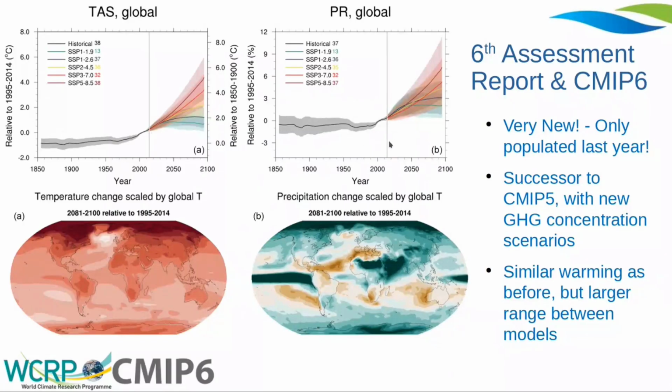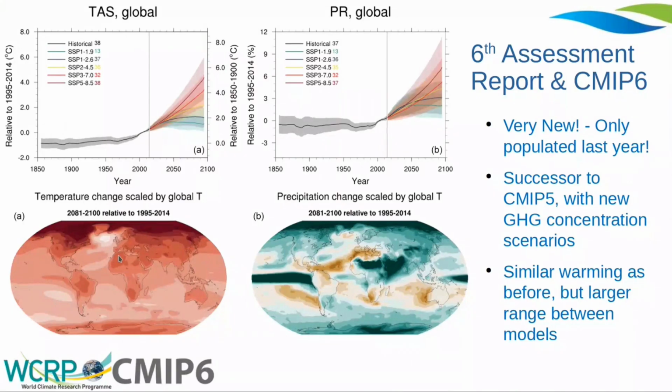Whereas for precipitation, this is actually a lot more uncertain. You can see that the spread is also much larger. These bands indicate the spread between different models. We're looking at precipitation changes on the global average that vary between, let's say, 3 and 5%. So in the global average, that's not that much.